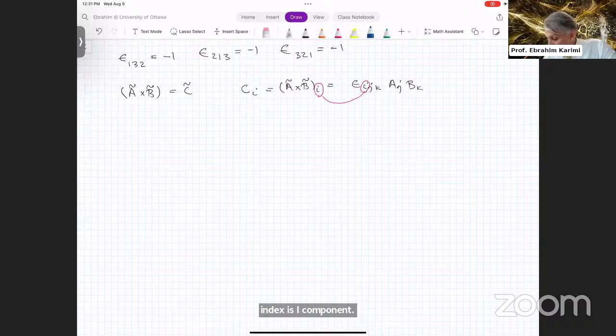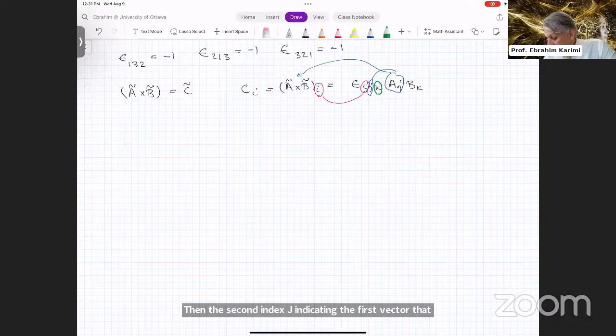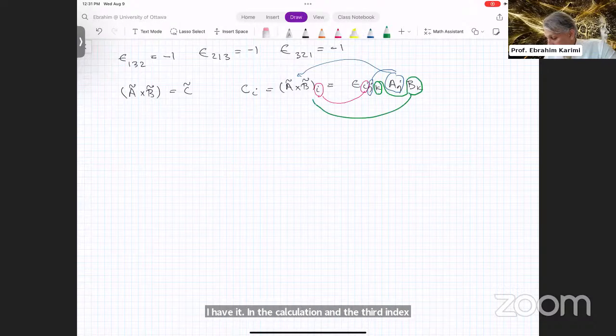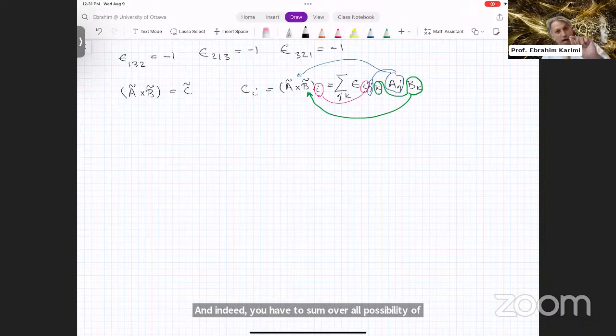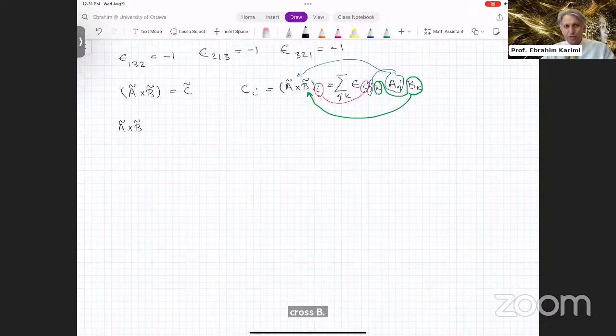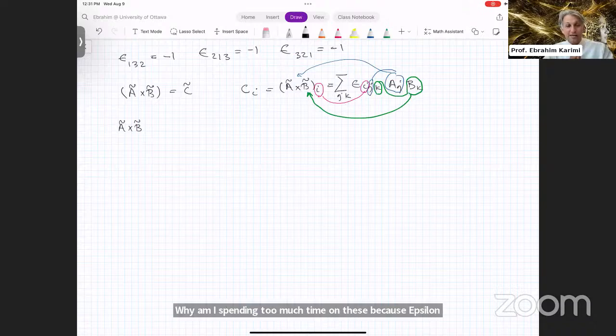The first index is the i component. Then the second index j indicates the first vector in the calculation, and the third index k chooses the second vector, B_k. And indeed, you have to sum over all possibilities of j and k. Let me look at the results. So I'm looking for A cross B. Why am I spending so much time on this? Because epsilon ijk is extremely useful. It can simplify our life in an amazing way.